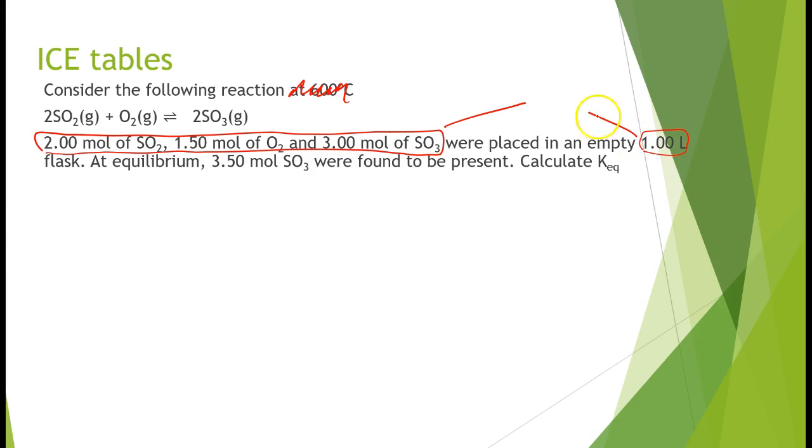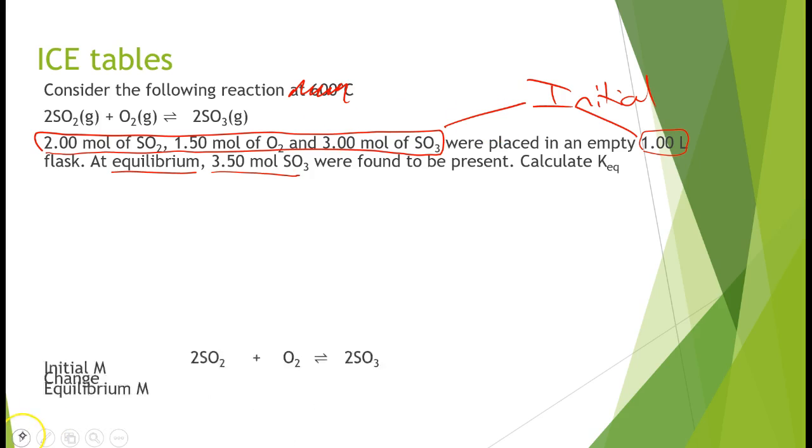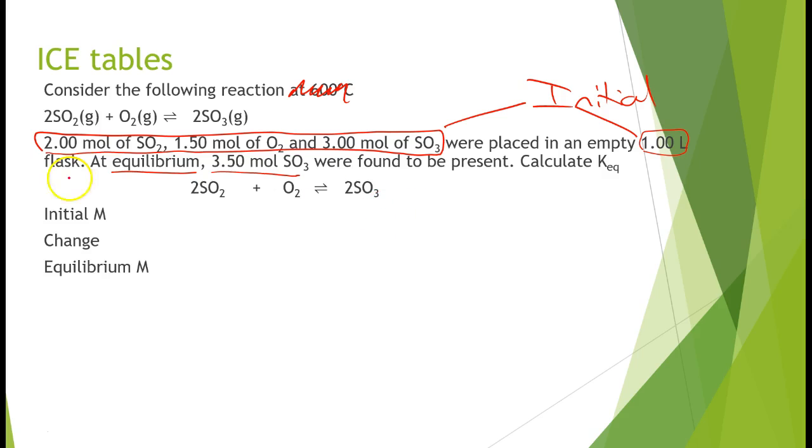I want you to recognize this as your initial conditions. And then at equilibrium, this is my equilibrium conditions. Okay? So we're starting with the initial. The way you set up an ICE table is you rewrite the reaction. Sometimes people call them RICE tables: reaction, initial, change, equilibrium. And I want you to draw a line down that separates the reactants from the products. That's important because the reactants are either going to lose or gain, and then the products are going to do the opposite.